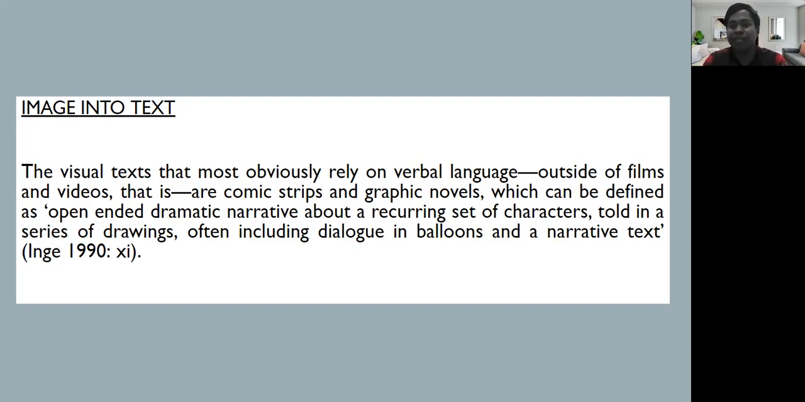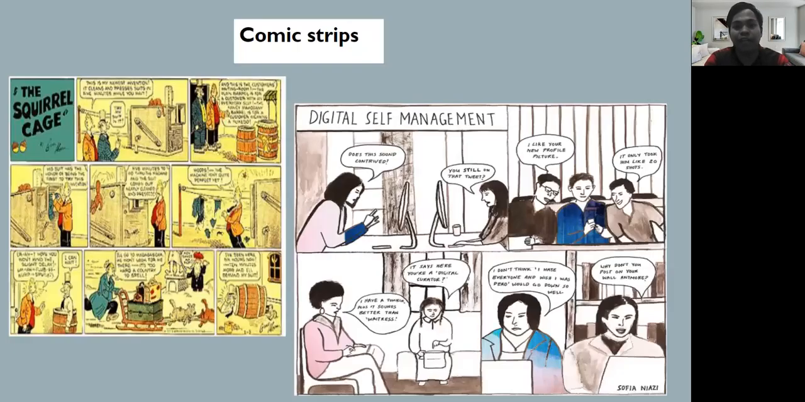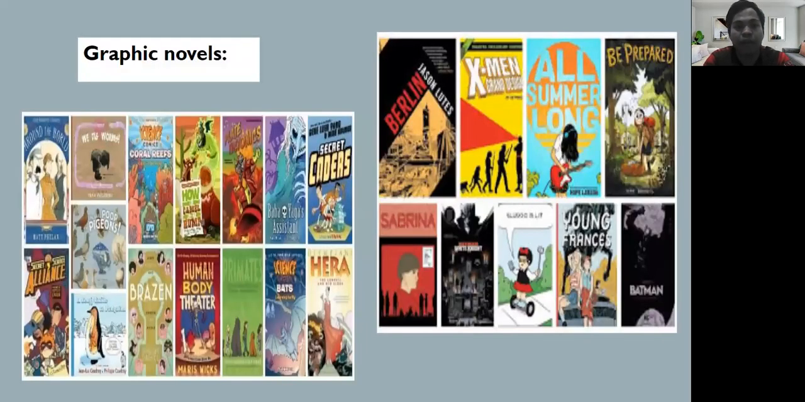So what is image into text? Showing in the slide, read the slide to make it simple. Image into text are visual with text, just like comics and graphic novels. So this is an example of the comic strip. As we can see, there's a picture, so they communicate, and also there's a text written in the box or circles. So comic strips and also the graphic novels. So these are the examples of the graphic novels.